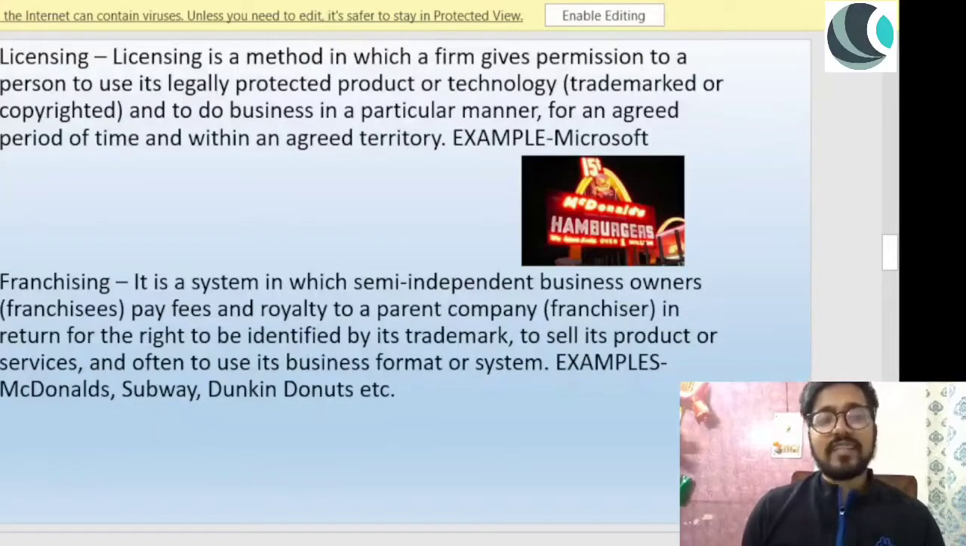So, what is licensing? Licensing is a method in which a firm gives permission to a person to use its legally protected product or technology. How is the product or technology protected? It is either trademarked or copyrighted, and to do business in a particular manner for an agreed period of time and within an agreed territory. So you give a license to operate within an agreed territory.